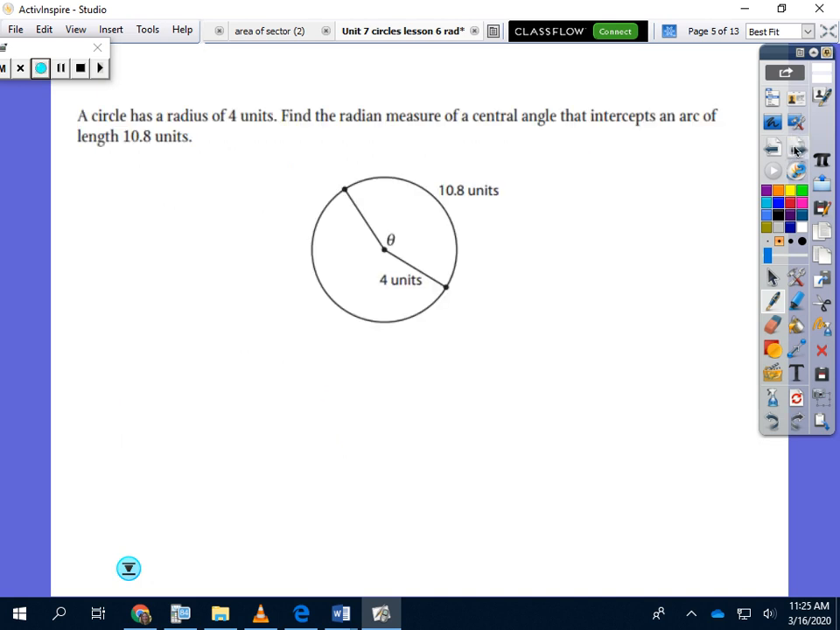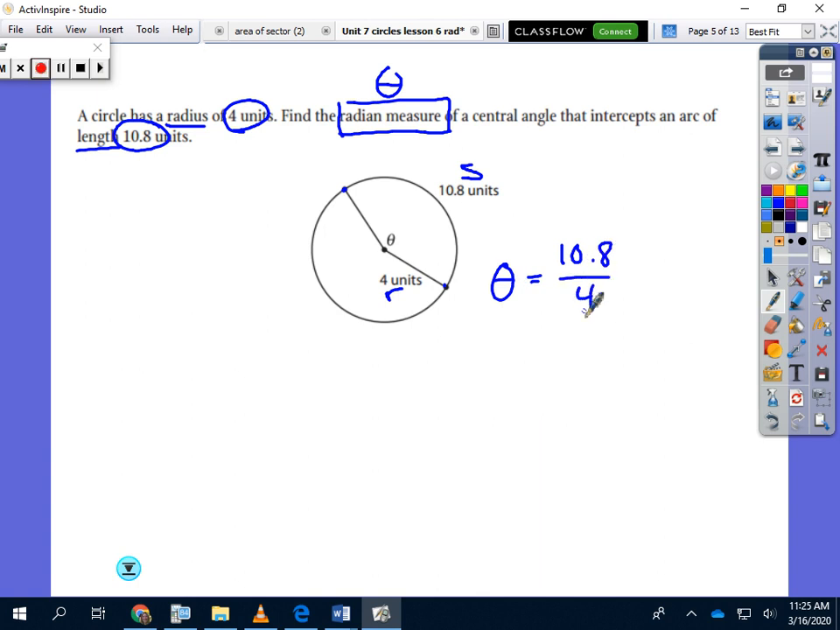Okay, so the first example, a circle has a radius of 4 units. Find the radian measure. So the radian measure again is theta. It intercepts an arc with a length of 10.8 units. So this is my central angle. Here are my endpoints. So here's the arc we're talking about. So this is my S, this is my R, and that's what we're solving for. So theta equals S over R, so it would be 10.8 over 4. And if you put that in your calculator, you should get 2.7 units.